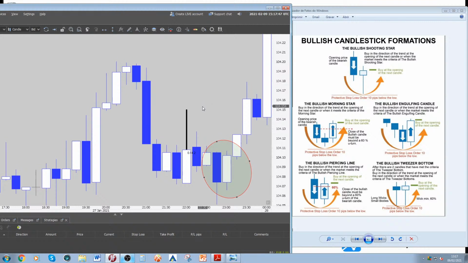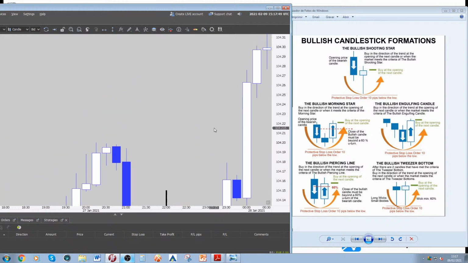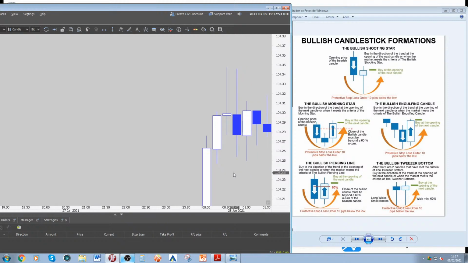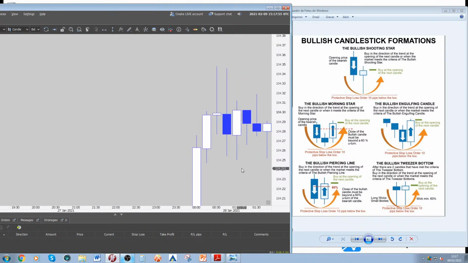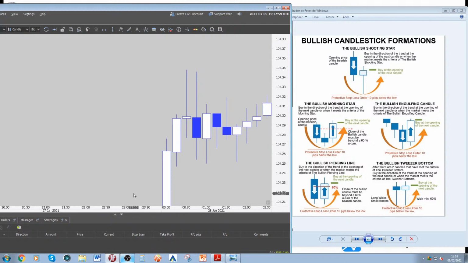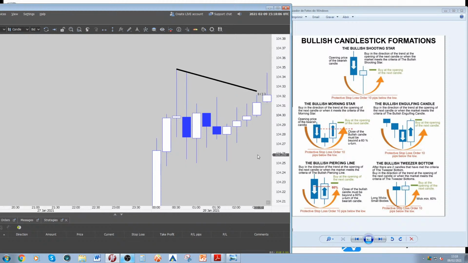Let's see the next one. Bullish engulfing, right? 1, 2, 3, 4, 5. Let's see one more. We want to see a counter trend line break before moving on.